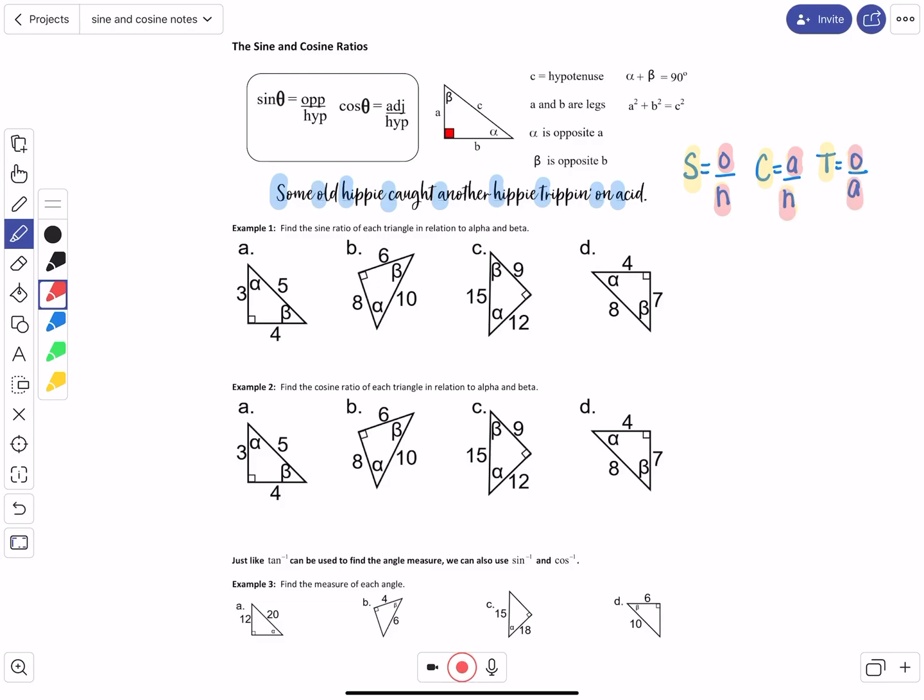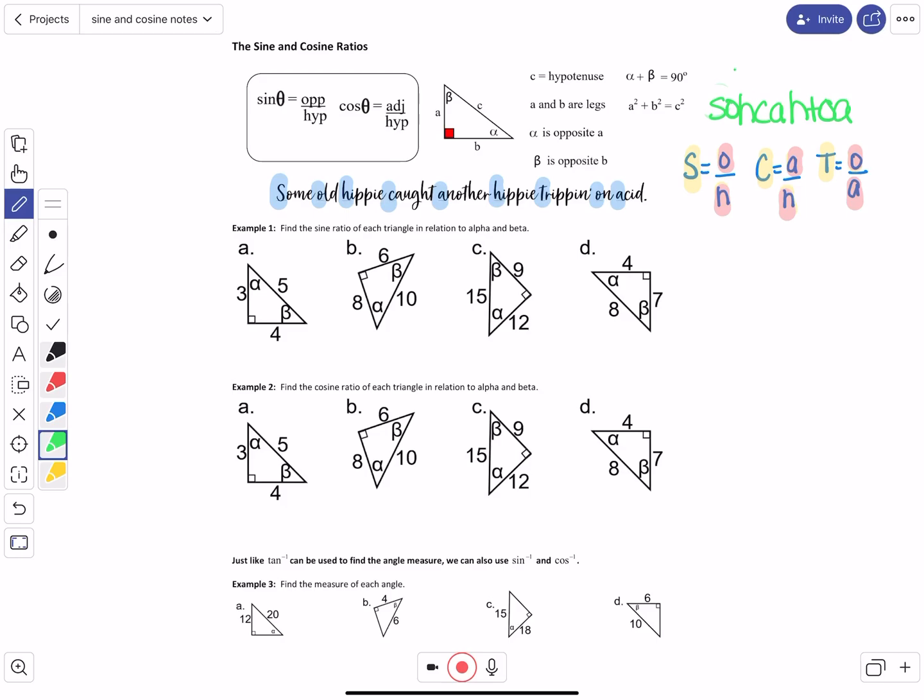Another way that some people think of it is they just write it out like that, and they just think it is SOHCAHTOA. And it kind of sounds like an Indian word. SOHCAHTOA. But I just like the saying, some old hippie caught another hippie tripping on acid. Okay, so let's get into this.